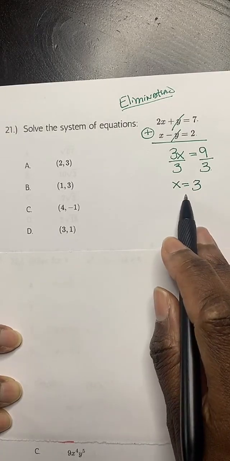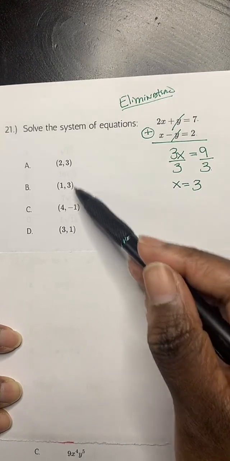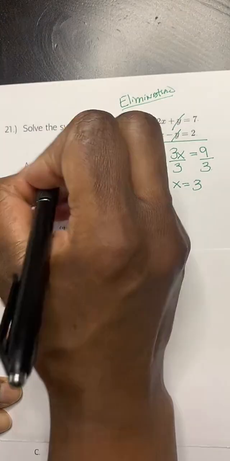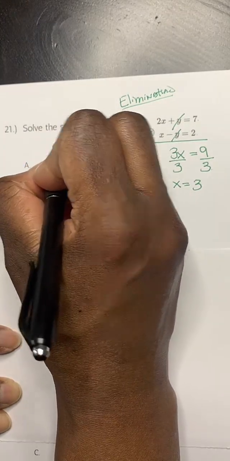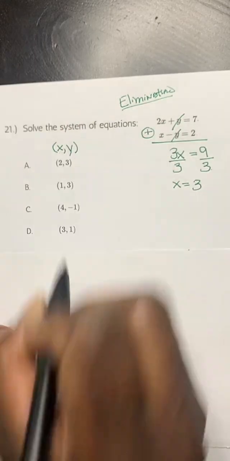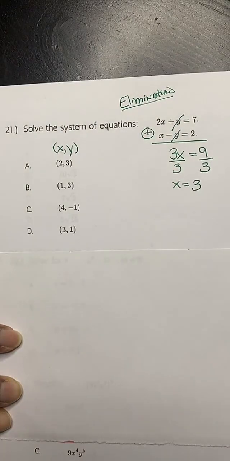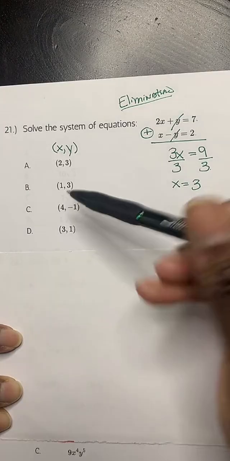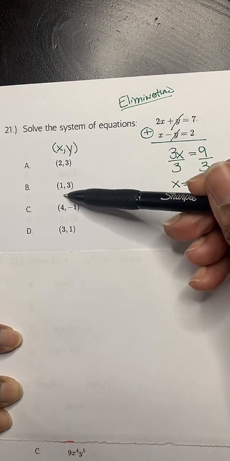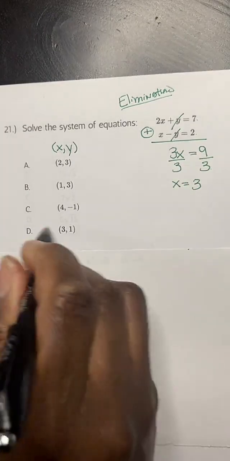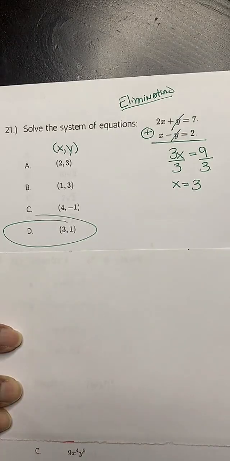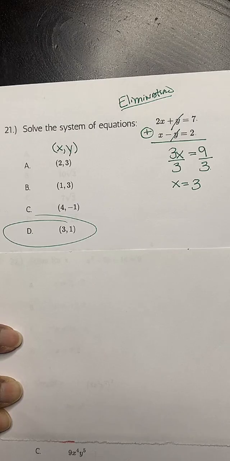So this is when I stop and I take a look at my ordered pairs. Now, for the ordered pairs, remember, just like the alphabet, x always comes before y. So I'm taking a look at my x's to see which one has a 3. Oh, it's D. That's my answer. Circle it, bubble it, click it, move on. All right.